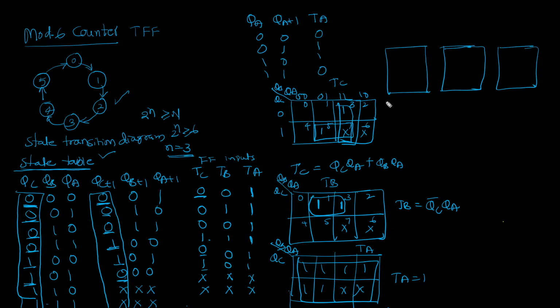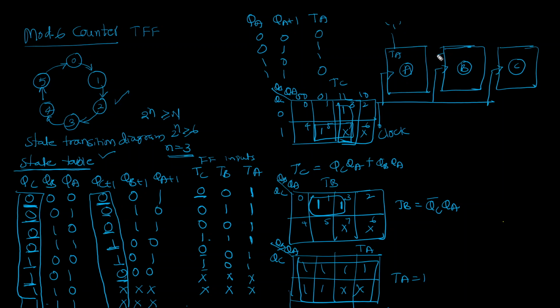Now it is a synchronous counter. What is in a synchronous counter? All will have a common clock. So this is the clock input. That's fine. Now TA is equal to 1. What is meant by TA? Let's say this is flip-flop A, this is flip-flop B, this is flip-flop C. This input TA should be connected to 1.